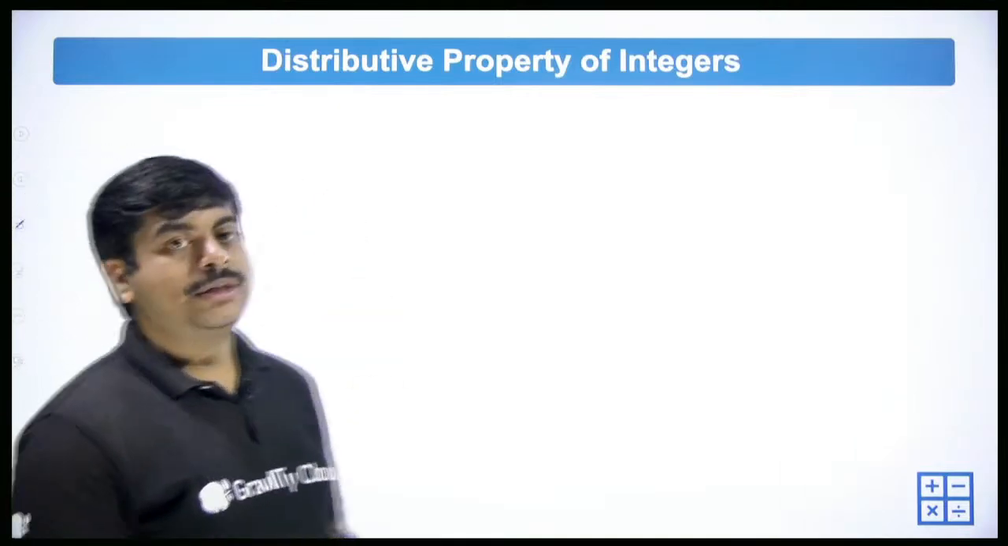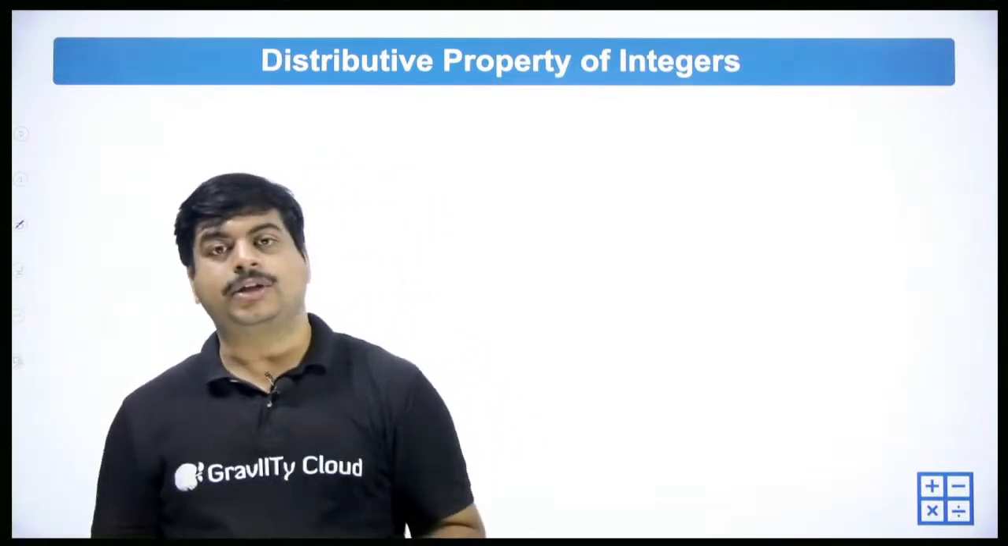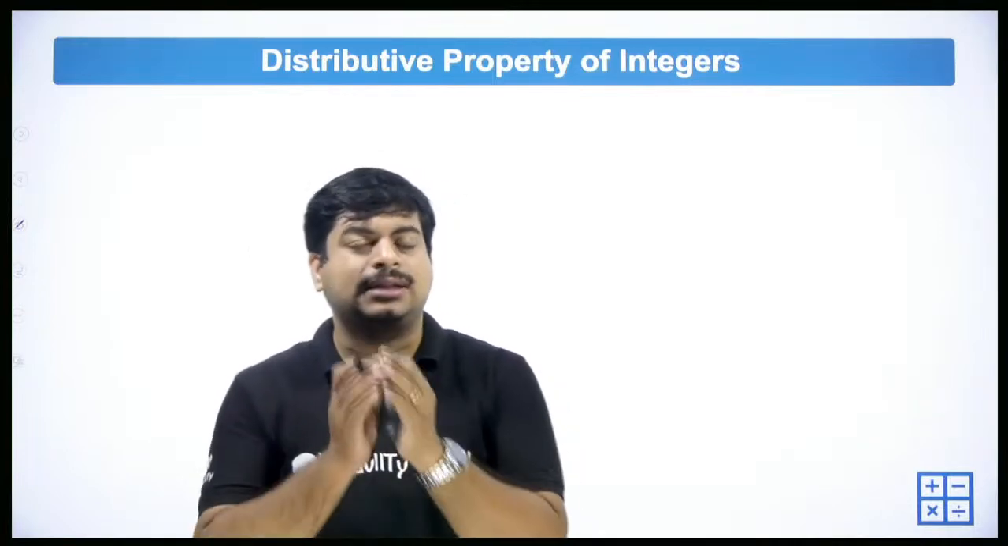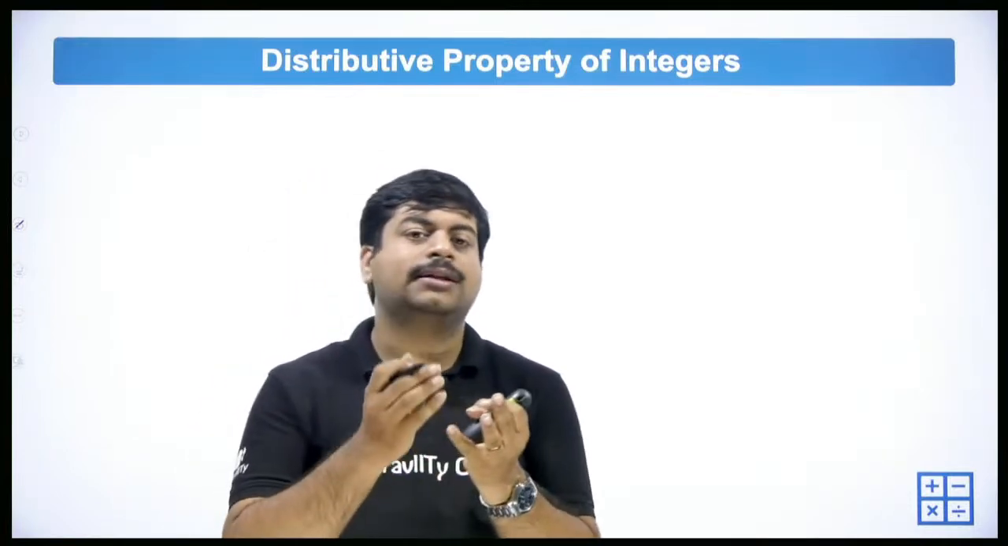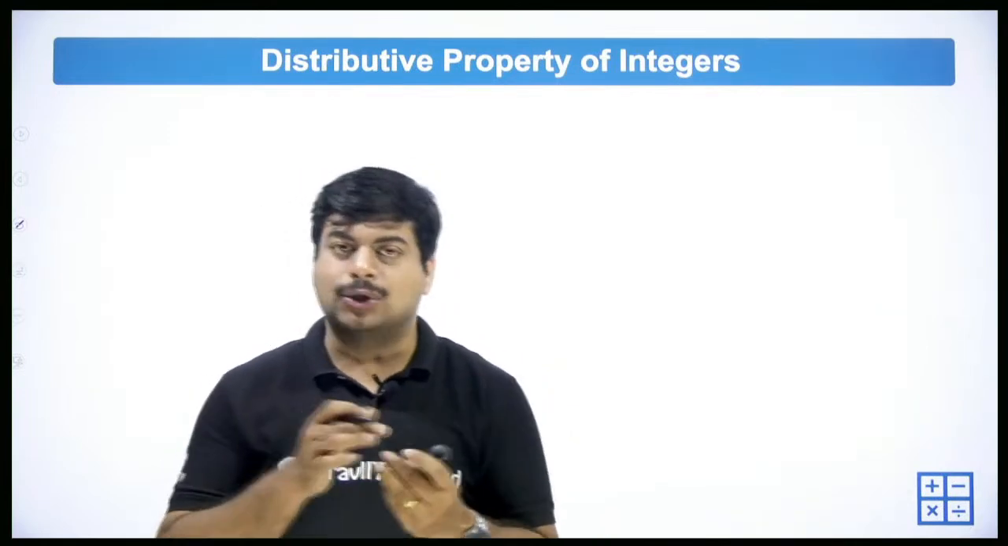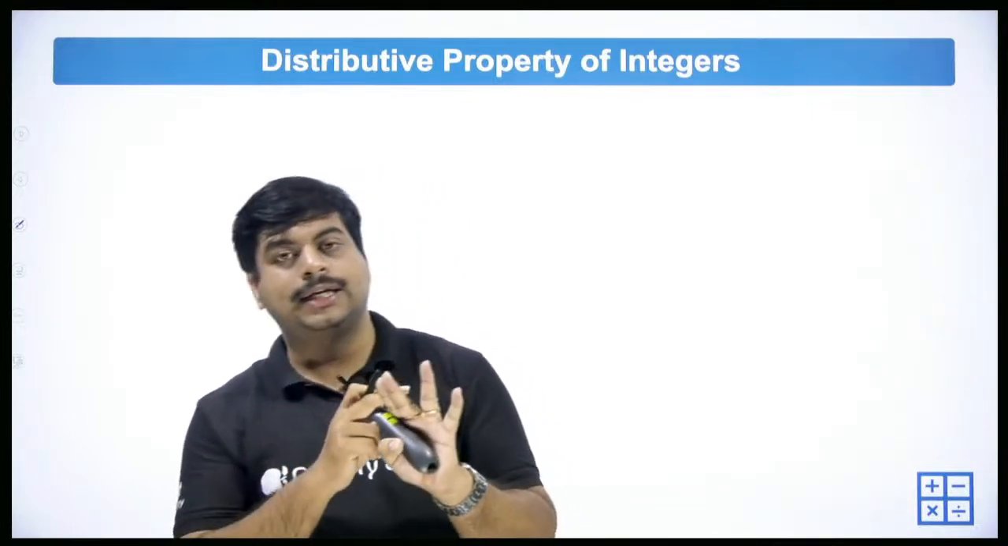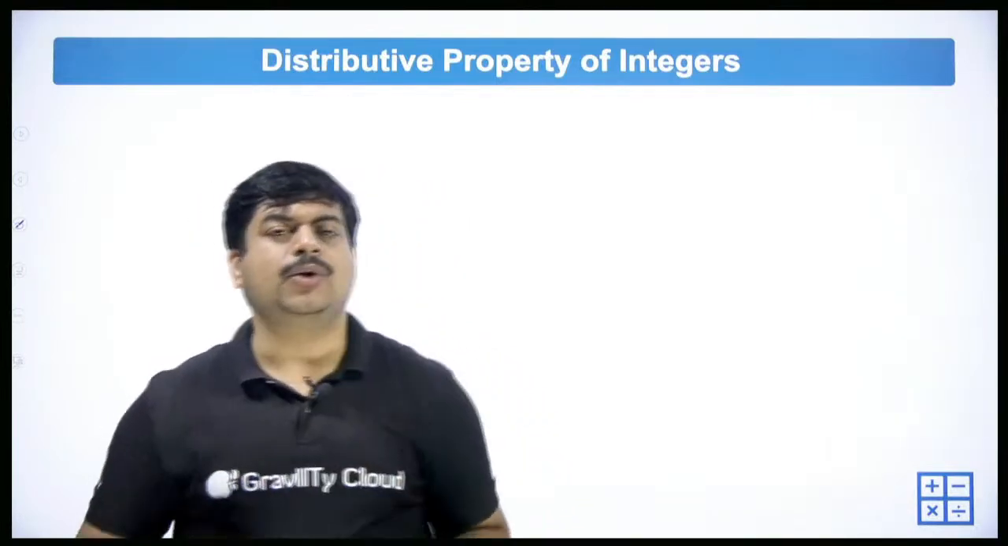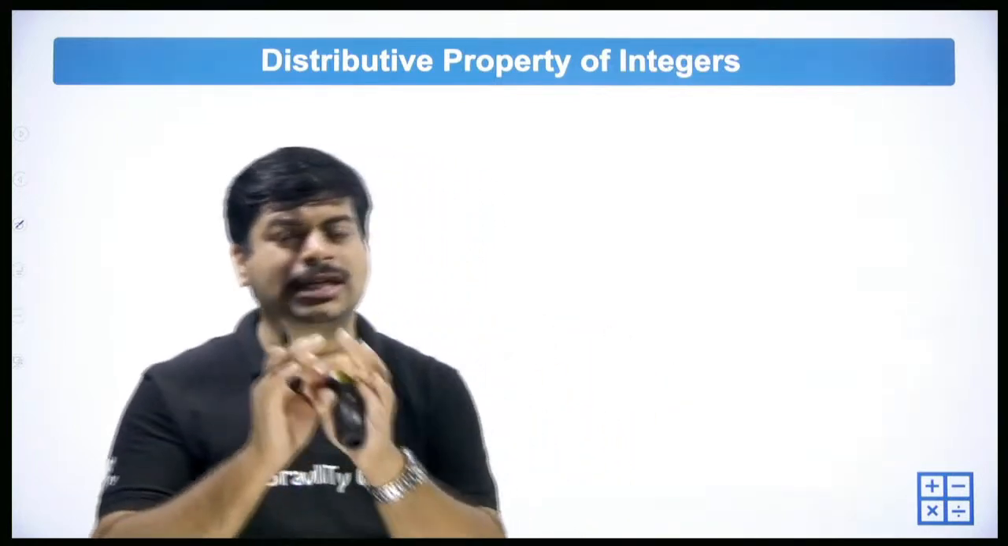In the next class, we are going to discuss the distributive property of integers. Just the way we have discussed closure and commutative, let me once again discuss these two for a small recap. Today we have discussed associative, and then we also discussed additive inverse, additive identity, multiplicative inverse, multiplicative identity. Let me tell you what closure and commutative are, just for your reference.